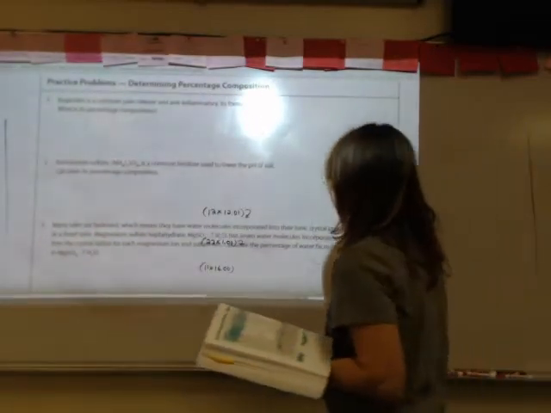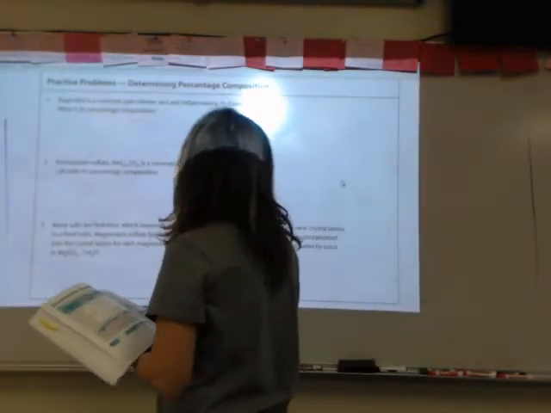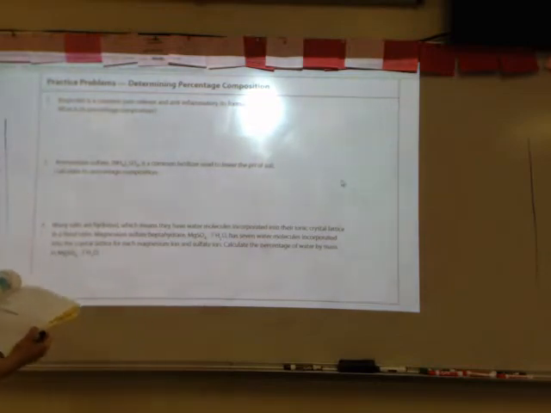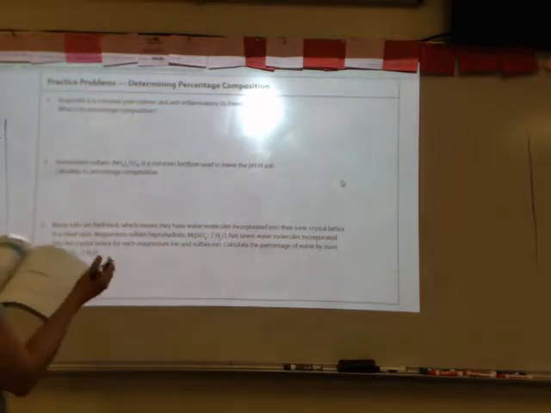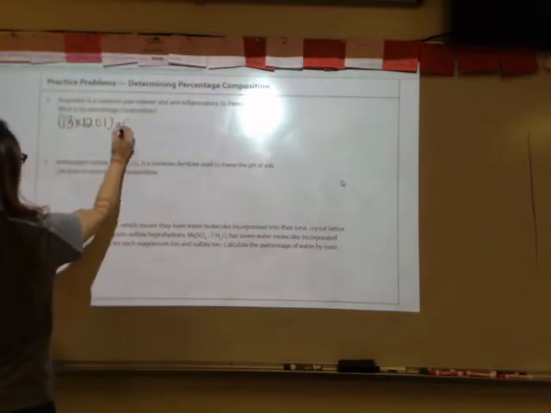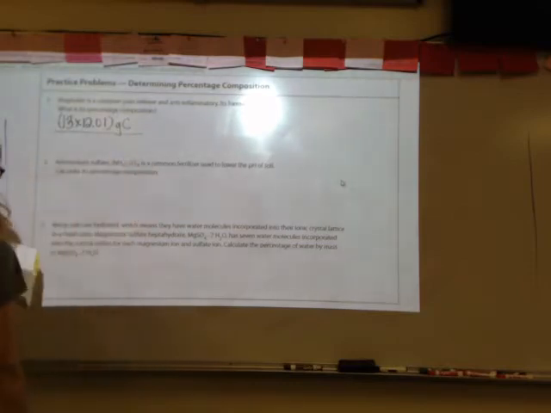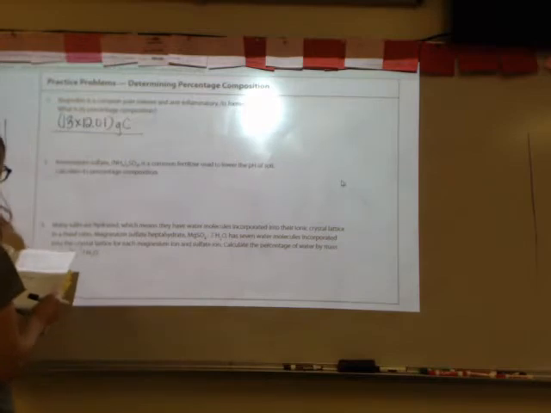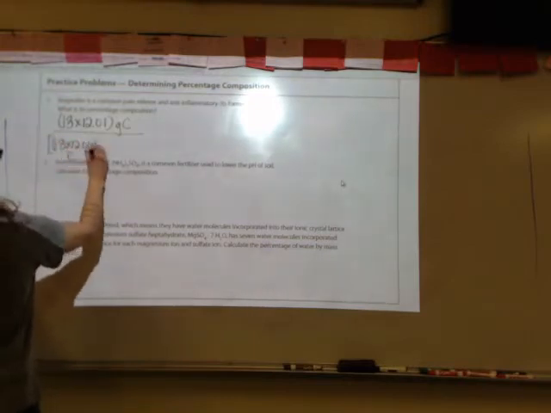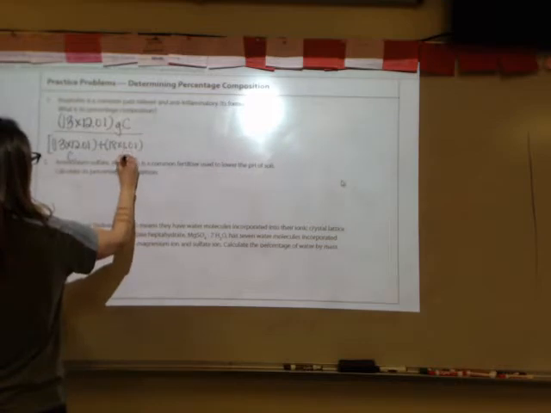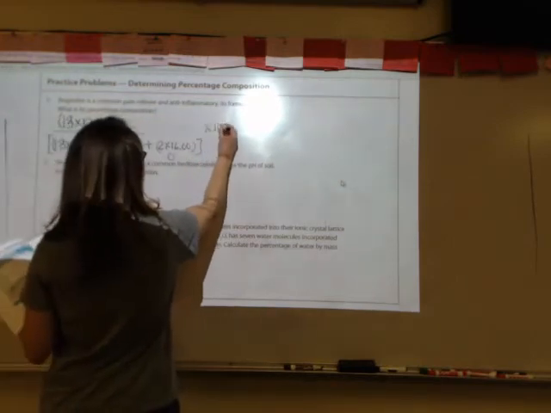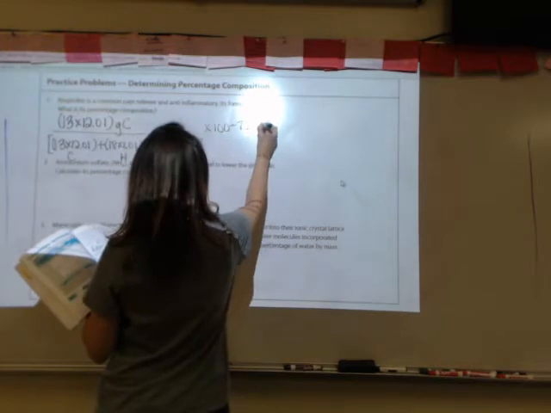Let's take a look here at the practice problems. Ibuprofen, a common pain reliever, is anti-inflammatory. Its formula is C13H18O2. What is the percent composition? Well, I have 13 carbons at 12.01, so this is the mass of carbon in the compound. I'm going to divide that by the mass of the entire compound. So the mass of that entire compound is going to be 13 times 12.01 plus 18 times 1.01 plus 2 times 16. And then we multiply this by 100, and you're going to get 75.68% carbon.